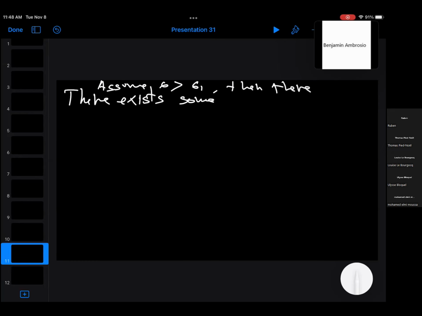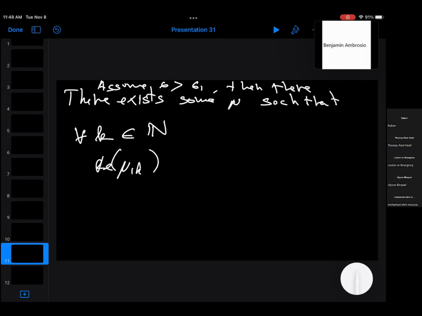there exists some mu such that for all k in N, the real part of mu_1^k is less than mu, and the same thing for mu_2^k. And actually, almost all of the eigenvalues are real.